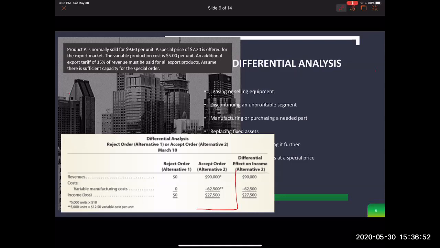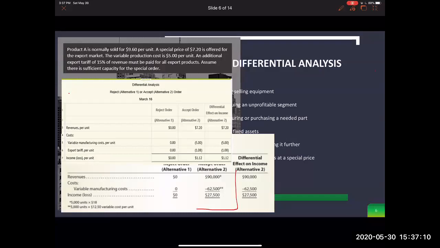Now that's important because you need to factor that into your numbers. And assume there is sufficient capacity for the special orders. That's also important because if there's no capacity to produce these additional balls that want to be exported, then this makes no sense, right? So let's look at how this all plays out.